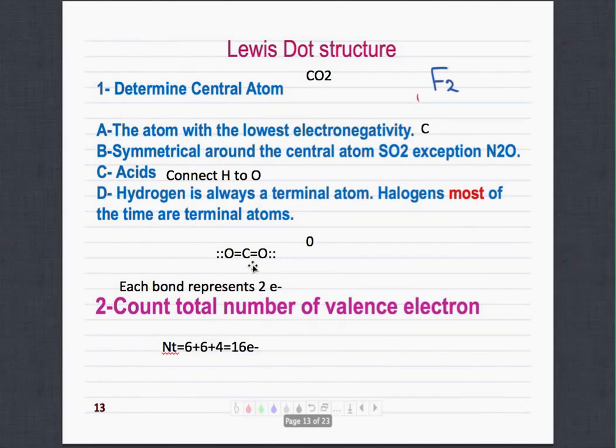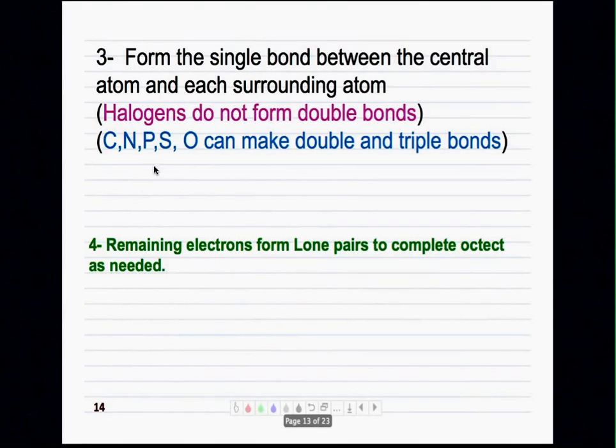There are some atoms that can do double and triple bonds and some atoms cannot. And here is the list. Carbon, nitrogen, phosphorus, sulfur, and oxygen can make double and triple bonds. They also can do single bonds, but they can do both. Halogens do not form double bonds. Hydrogen cannot form a double bond. So keep that in mind.